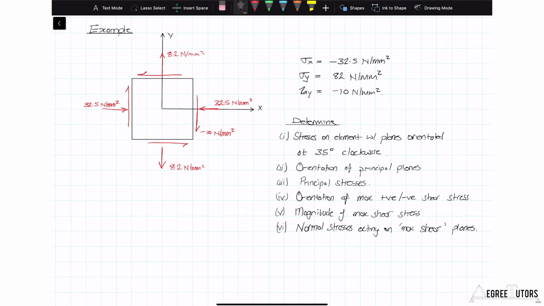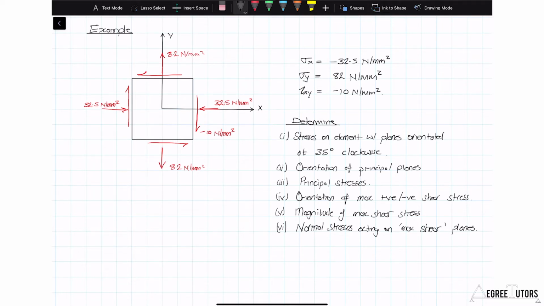Now, one of the ways we might have obtained these stresses would be that we could have a real structure with a series of strain gauges bonded to that structure. And by using Hooke's law, we can work out the corresponding stresses. We're not going to go too much into the detail on exactly how one obtains this state of stress. We're just going to work on the assumption that we could have obtained somehow the stresses within an element, within a structure at a given point, and those stresses are represented on this element.